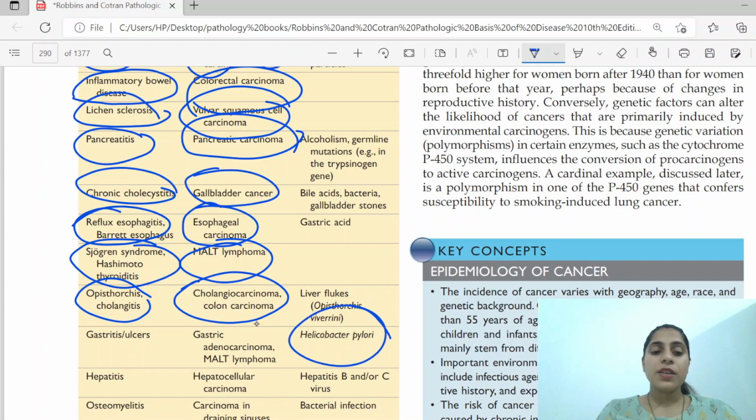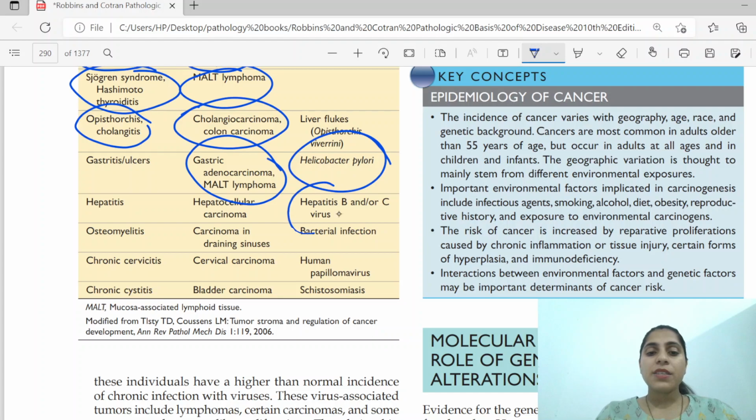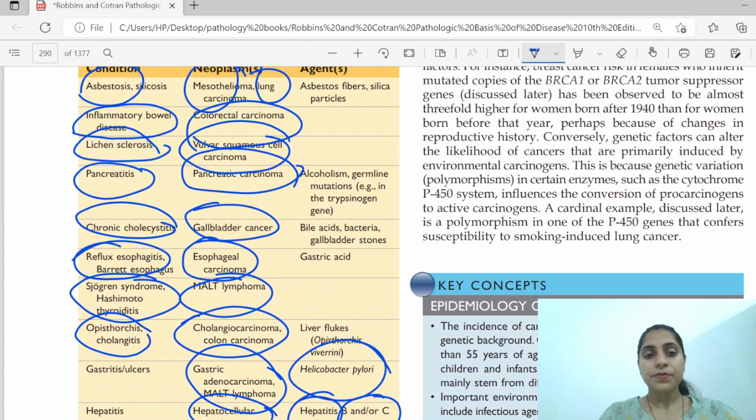Then H. pylori can cause gastritis, chronic irritation that can further lead to gastric adenocarcinoma. We see now that because of good antibiotic coverage for H. pylori, there is reduced incidence of gastric adenocarcinoma, and even lymphoma. Then hepatitis B and hepatitis C lead to hepatocellular carcinoma. Then there is bacterial infection. Bacterial infections like osteomyelitis can even lead to sinus tract carcinomas. HPV infections can cause cervical carcinoma, even oral malignancies. Then schistosomiasis can cause bladder carcinoma.